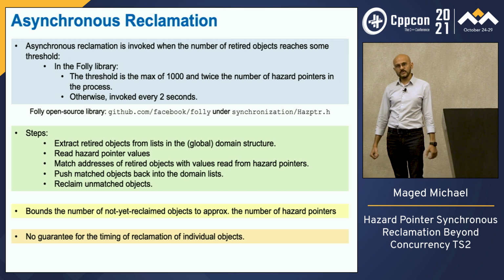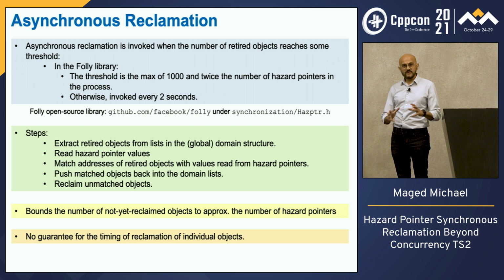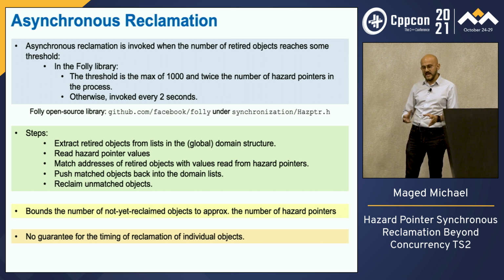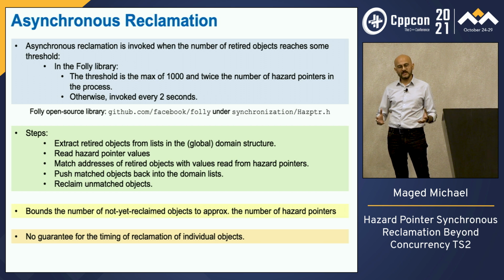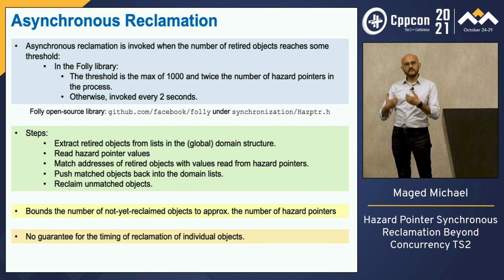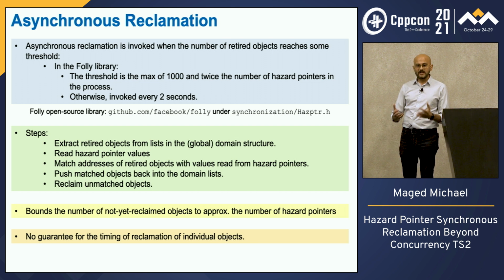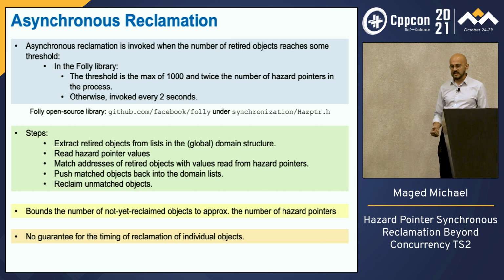The steps to do asynchronous reclamation are to first extract the objects that we plan to check for whether they're reclaimable or not. Then we read all the hazard pointers and collect these values, and we match the addresses of the objects against the hazard pointer values. Whatever addresses match, we know they are protected and we cannot reclaim them, so we push them back into the domain, or the global domain in this case. And then finally we can reclaim the unmatched objects. So that's how it works in general.